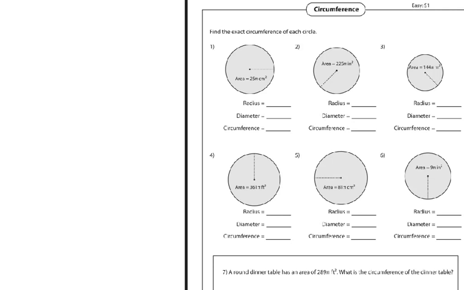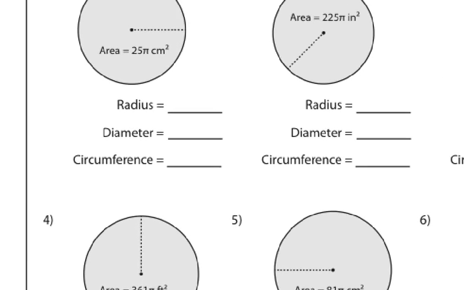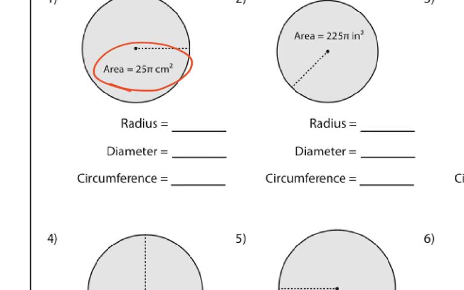So let's just go ahead and look at the first one. Let me explain what we're going to do though. So notice how they give us the area, okay? Then from the area, we're supposed to come down to the radius. And then from the radius to the diameter, and then to the circumference.